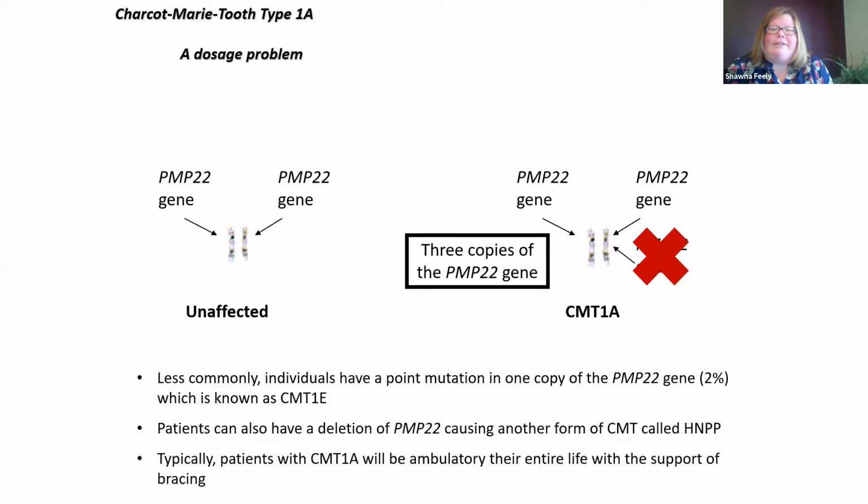And we know that this is a dosage problem that can happen in reverse as well, where people can just have one single copy of this gene, and it also causes a problem. So having a deletion or a duplication are both an issue. And we know, for this particular gene, it's very important to have the right amount, or you disrupt the function of that myelin.